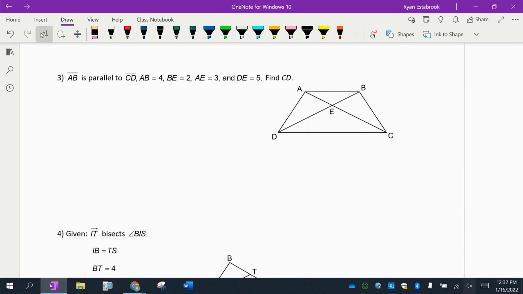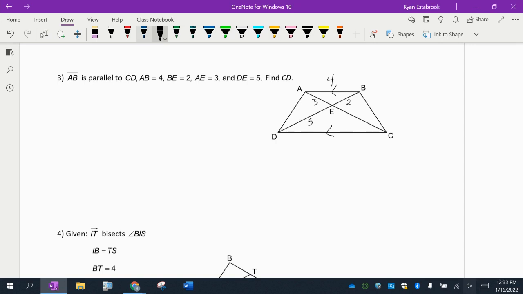All right, here's our next example. So again, if you haven't been doing it, probably want to pause this and try it on your own first, and you can start watching it to see what the answer is and listen to the explanation if you need some help. AB parallel to CD. The length of AB is 4, BE is 2, AE is 3, and DE is 5.